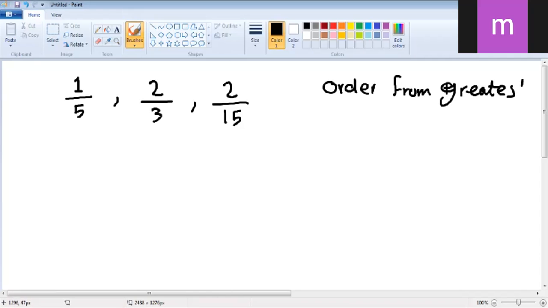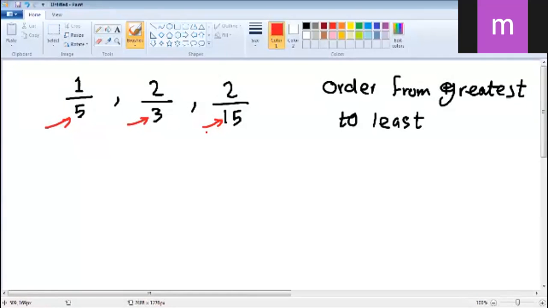The same strategy. Are they of the same denominator? No. What is the denominator of the first one? 5. What is the denominator of the second? 3. What is the denominator of the last one? 15. Look, if you check 5 and 3, they are factors of 15. So you can convert both of them to be 15.